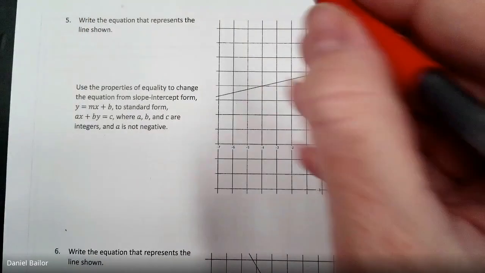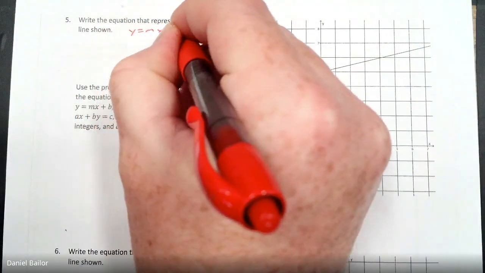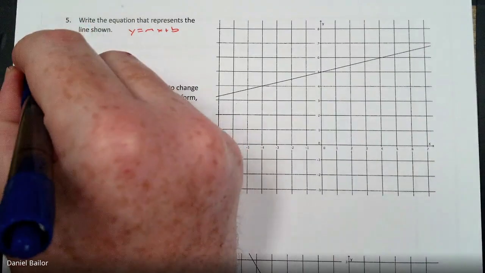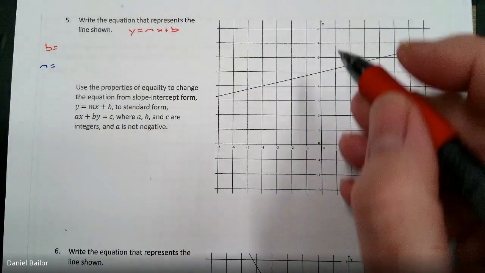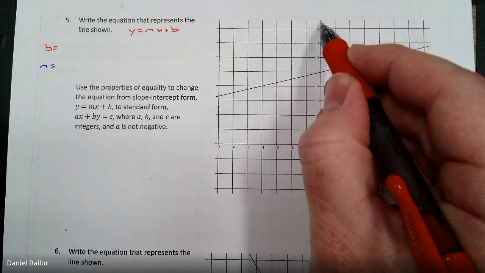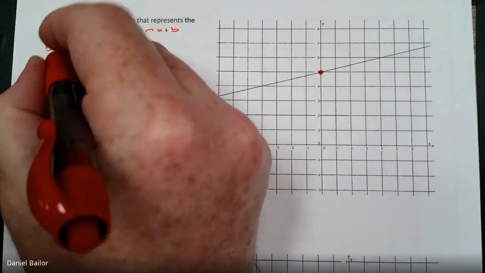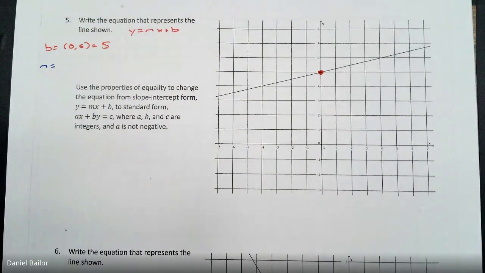Write the equation for this line, and we're going to start with slope-intercept, y equals mx plus b. So we need b and we need m. Let's do step one, find the y-intercept first. So y-axis, where does the line hit? It's right here, and that is 0, 5, so b is 5.